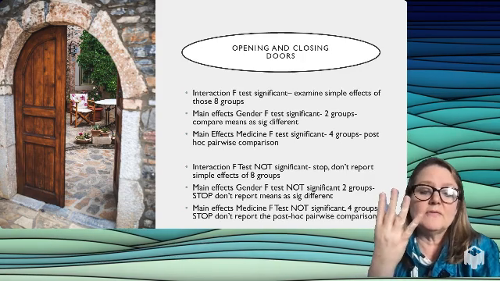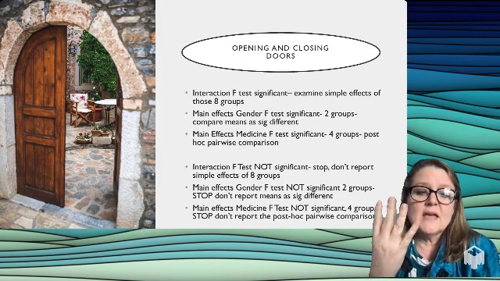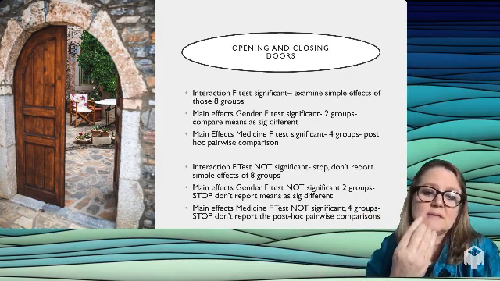And then finally, if you have the 4 groups and they're not significant at the F-test, then you stop. Don't report the post hoc pairwise comparisons there either. Okay?